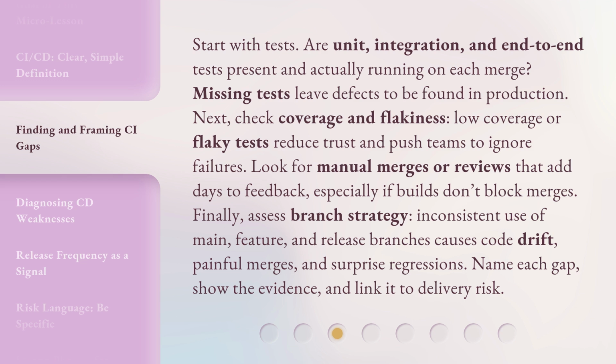Look for manual merges or reviews that add days to feedback, especially if builds don't block merges. Finally, assess branch strategy. Inconsistent use of main, feature, and release branches causes code drift, painful merges, and surprise regressions. Name each gap, show the evidence, and link it to delivery risk.